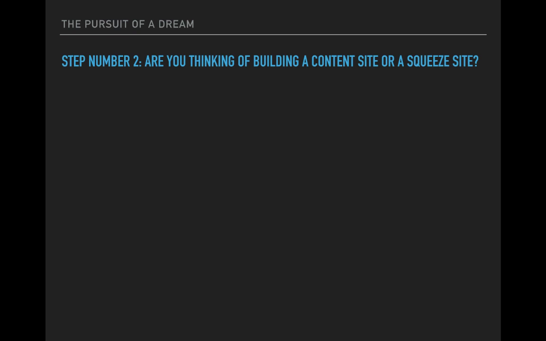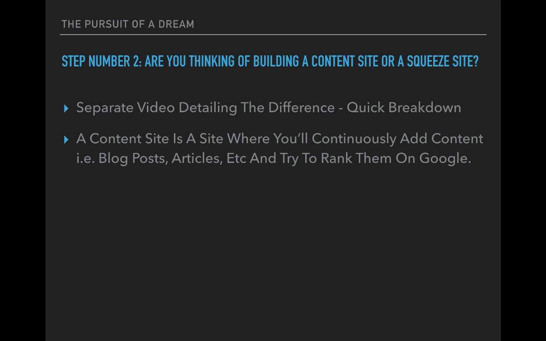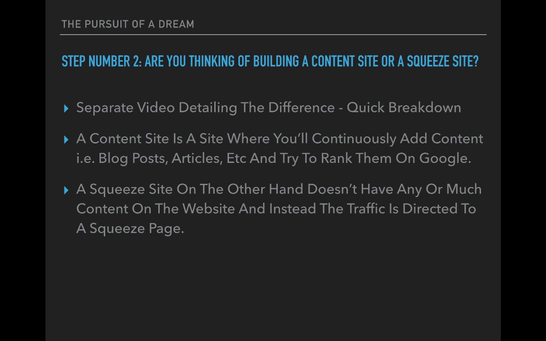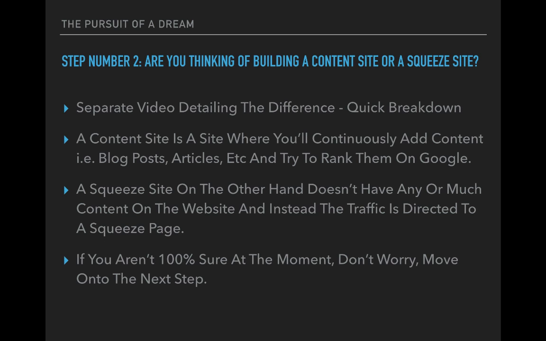So the next step is to ask yourself, are you thinking of building a content site or a squeeze site? I'm going to have a separate video detailing the difference, so I'm just going to give you a quick breakdown for now. Basically, a content site is a site where you continuously add content like blog posts, articles and things like that, and you try to rank them on Google. A squeeze site on the other hand doesn't have much content. You can actually have a squeeze site that doesn't have any content and just have a squeeze page where you drive the traffic to. If you aren't 100% sure at the moment, don't worry, you can just move on to the next step.